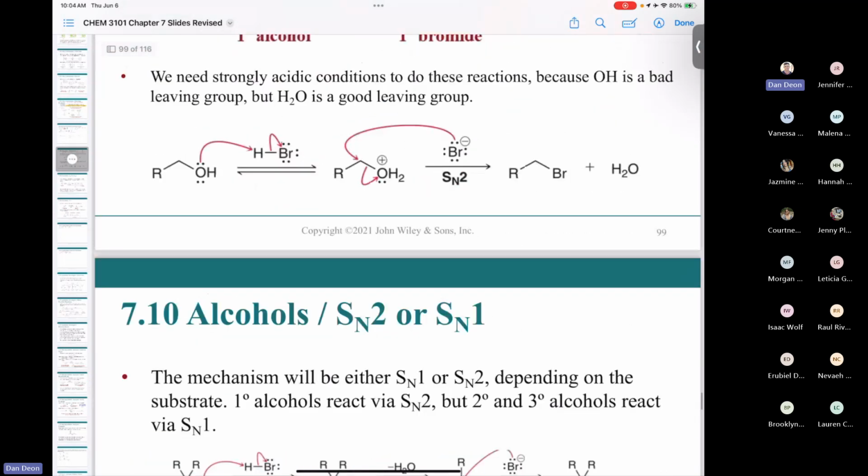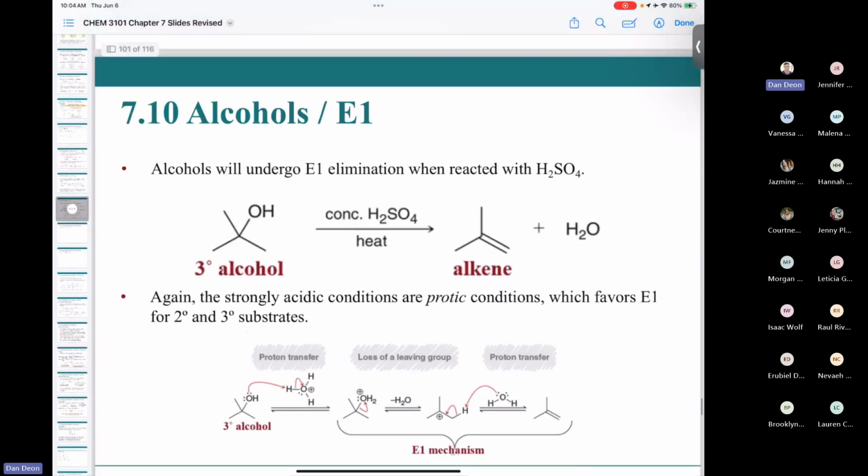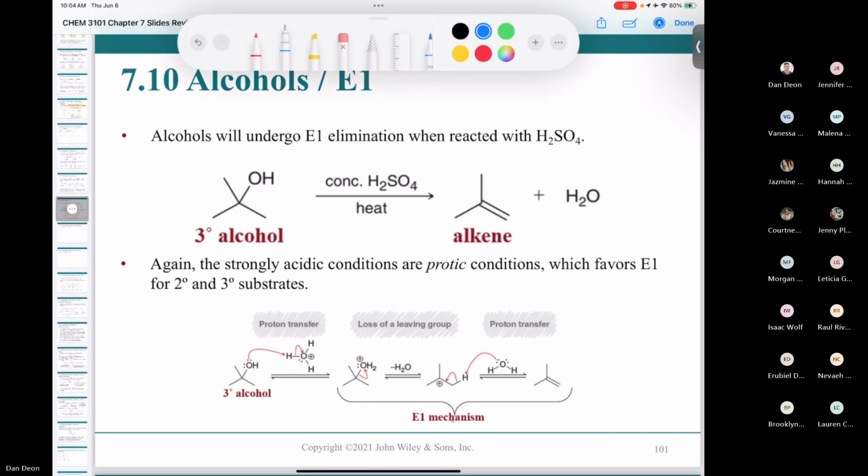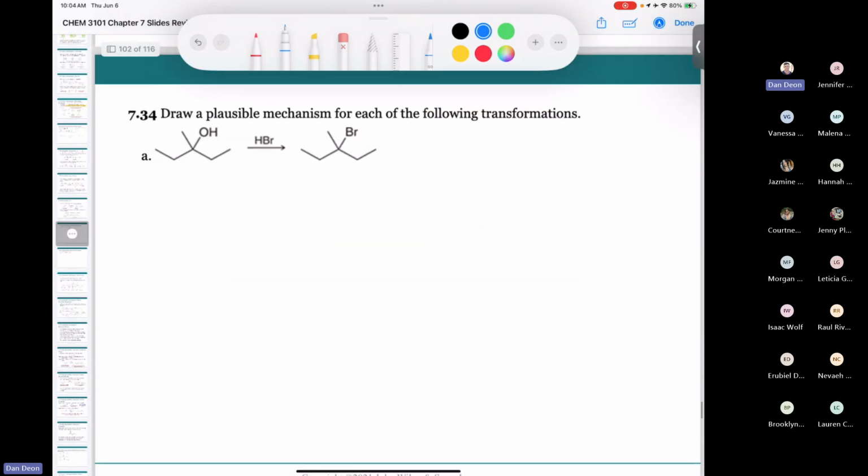Yeah, the thing about this reaction that's so great is you always get the most stable alkene. So I'll just pencil it in here. Most stable alkene. Of course, in this case, there's only one possible alkene that can be formed. So now what it's asking you to do here is draw a plausible mechanism for the following transformation.